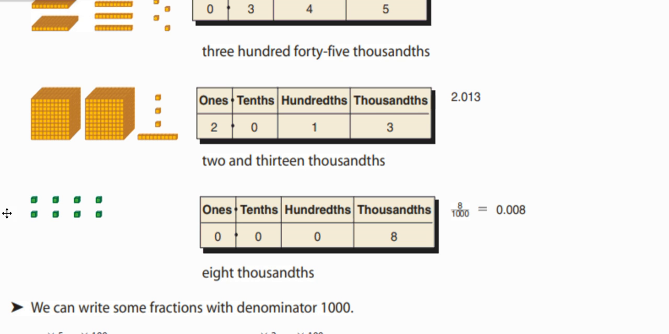Here I have 8 of my singles, and so I have 0 ones, 0 tenths, 0 hundredths, and 8 thousandths. So I can say that is 8 thousandths, 8 over 1,000, or 0.008.